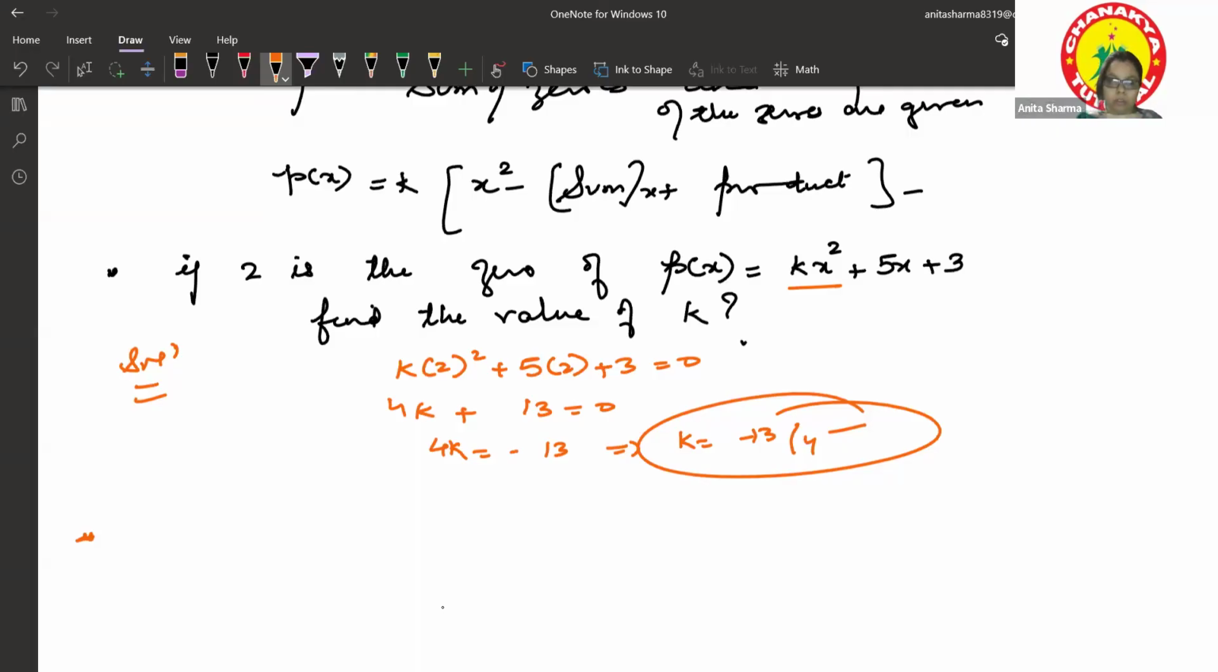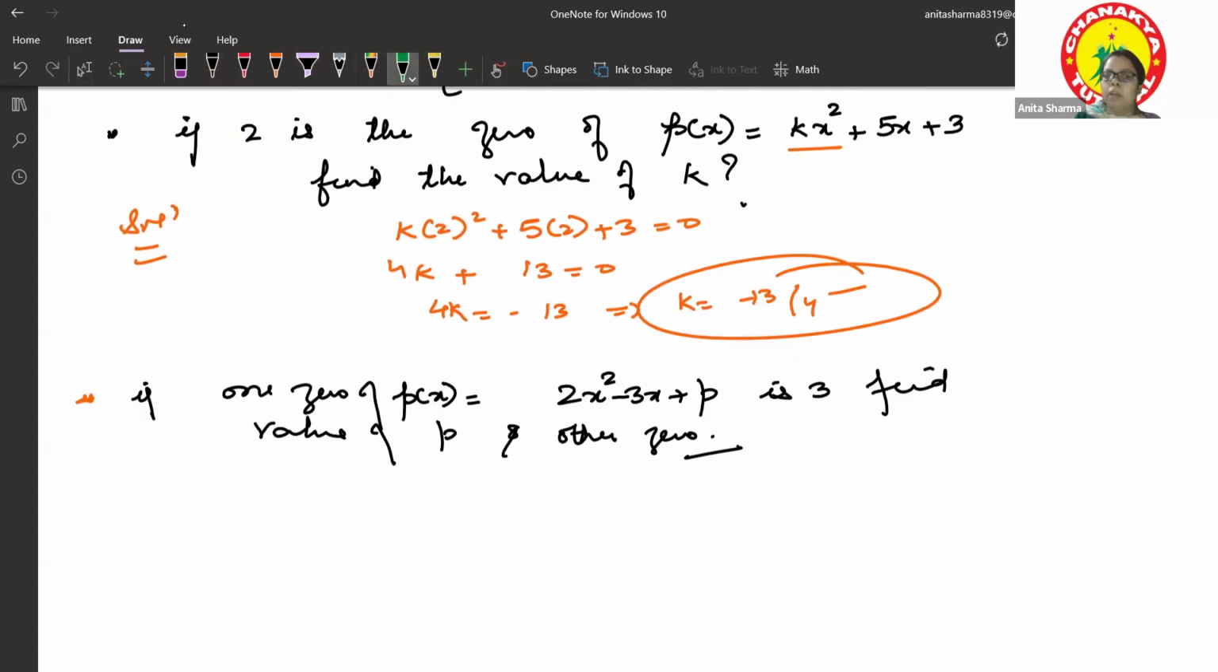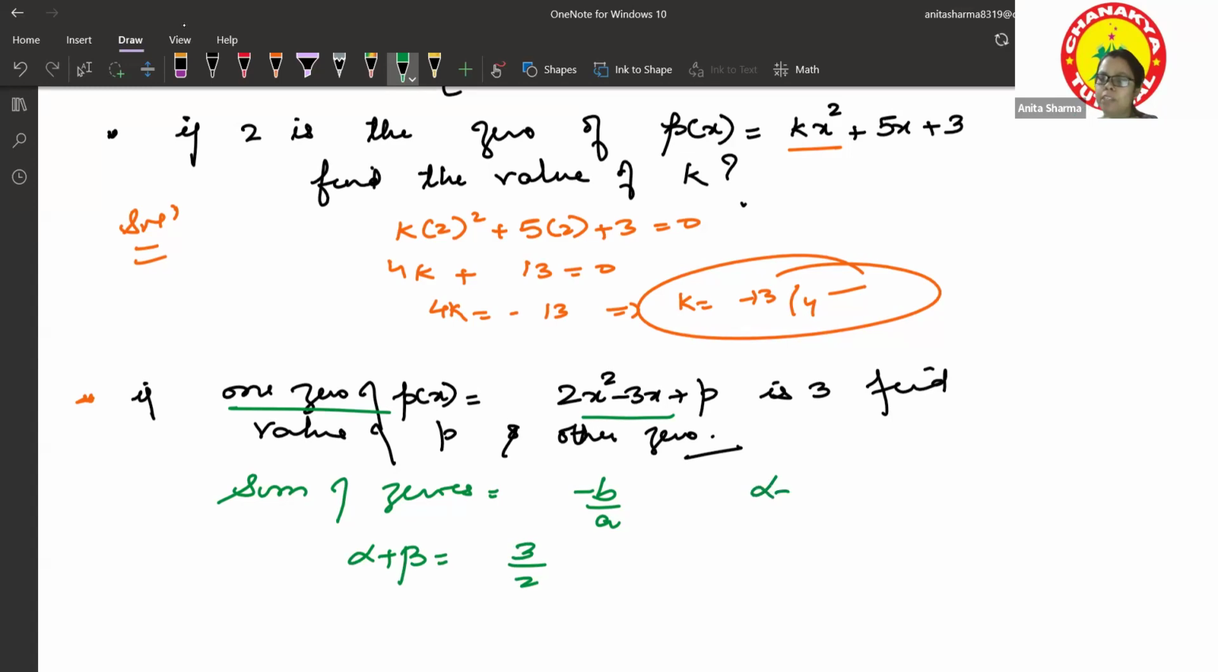Now the question: if one zero of the quadratic polynomial 2x square minus 3x plus p is 3, then find the value of p and the other zero. So what can we do here? One zero is given. You can do this question by two methods. One, you can put the value of x as 3 here and put it equal to 0. Or you can find the sum of zeros. The sum of zeros will be minus b by a, right? So alpha plus beta is equal to 3 by 2, right, children? And they are saying one zero is 3.